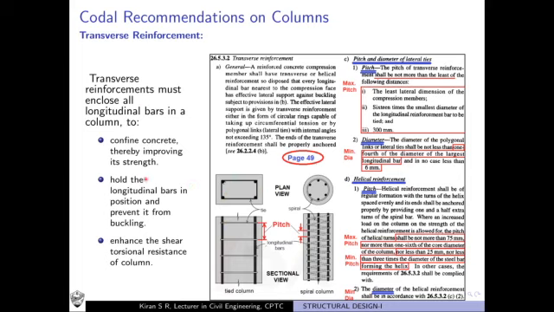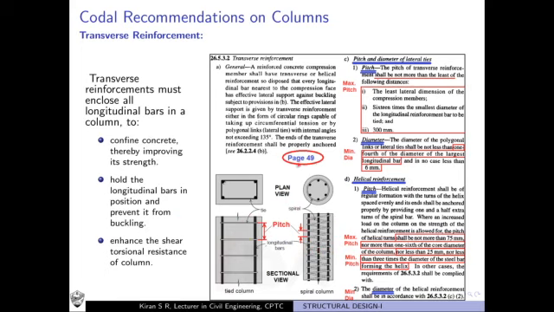Transverse reinforcements are also helpful to hold the longitudinal bars in position. The longitudinal bars are correctly held in position with the help of transverse reinforcements. They are also helpful to resist the shear on the column and provide torsional resistance. So it will help to enhance the shear resistance as well as the torsional resistance in the column due to external loads. These are very important things to be kept in mind.